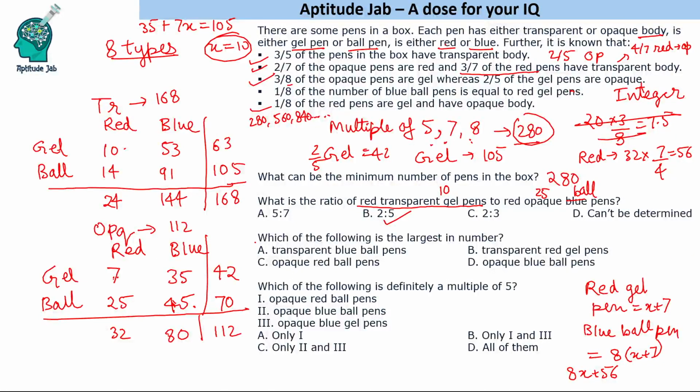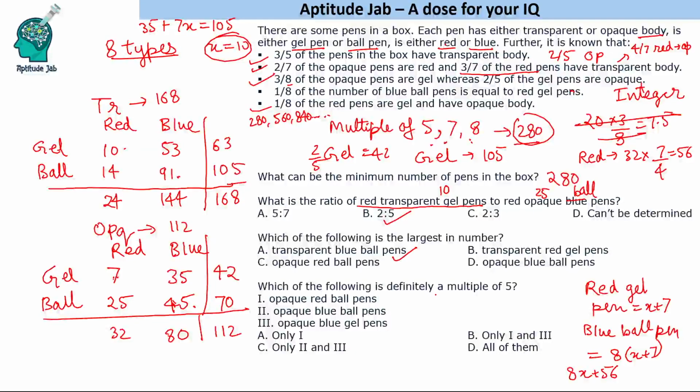Which of the following is the largest in number? So largest number is, we have to find among these, transparent blue ball pens. Now, if you see these numbers, this looks the highest, right? Straight away, 91. There is no other number more than 91. And they are not asking any totals. Transparent red gel pens 10, opaque red ball pens, and opaque blue ball pens. So obviously this is the highest.